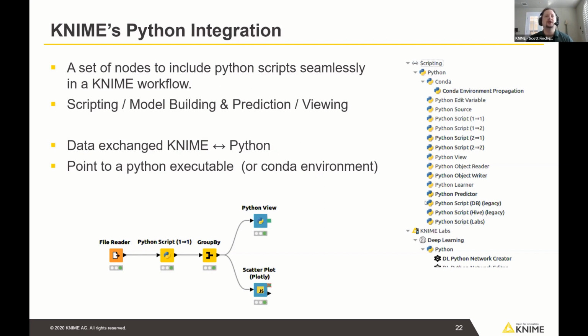When we're exchanging data between KNIME and Python, it's bidirectional. It doesn't depend on which way you go, it's going to be using pandas data frames underneath the hood. To actually use this, you have to set up a Python executable. You set that in your KNIME preferences. We recommend using a Conda environment to do it. It's a one-time setup, but then anytime that you use a Python node within KNIME, you're going to be pointing to that environment.